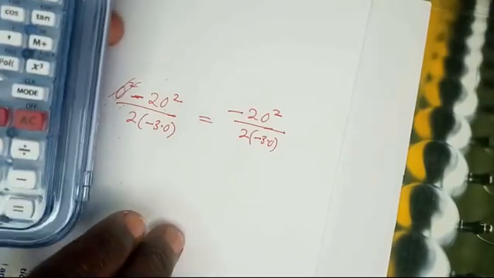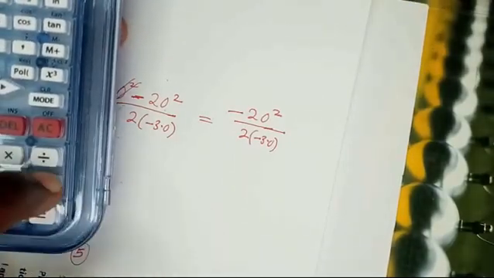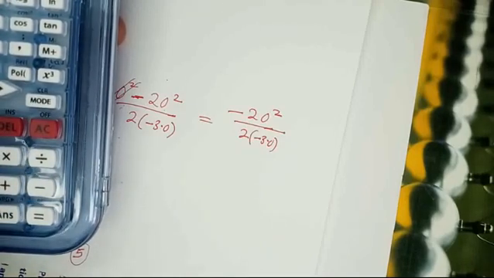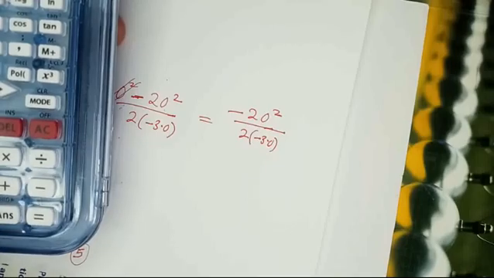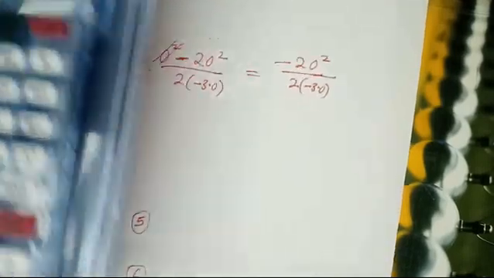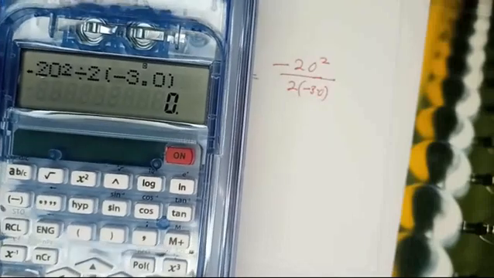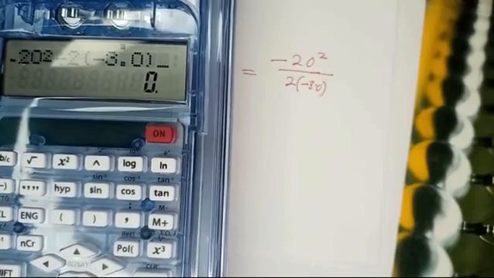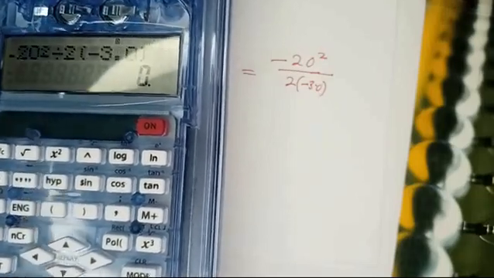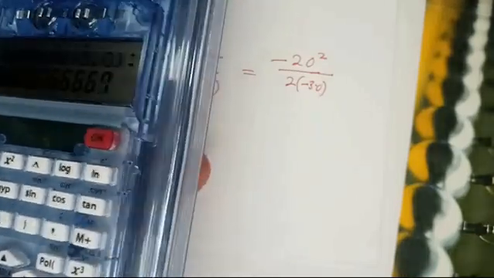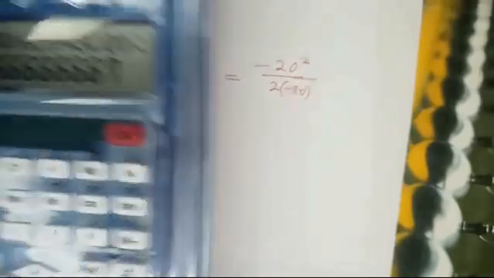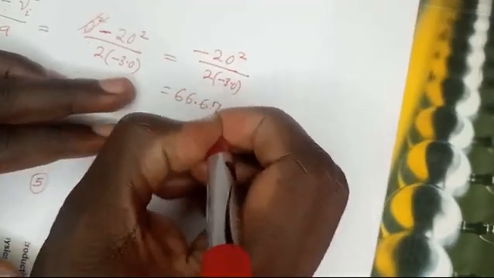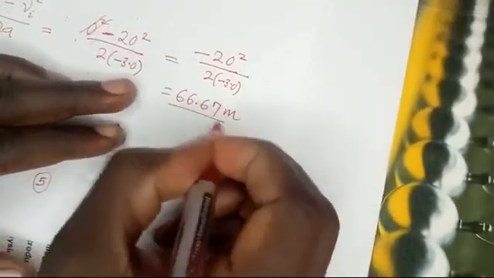So you now bring your calculator and press negative 20 squared divided by 2 open bracket negative 3.0 close bracket. This is what you will get from your calculator. Then you press the equality sign and you will see you have 66.67 approximately in meters. This is equal to 66.67 approximately in meters.